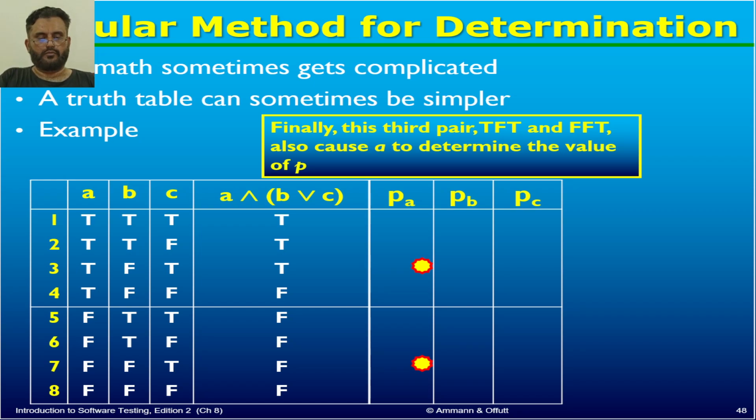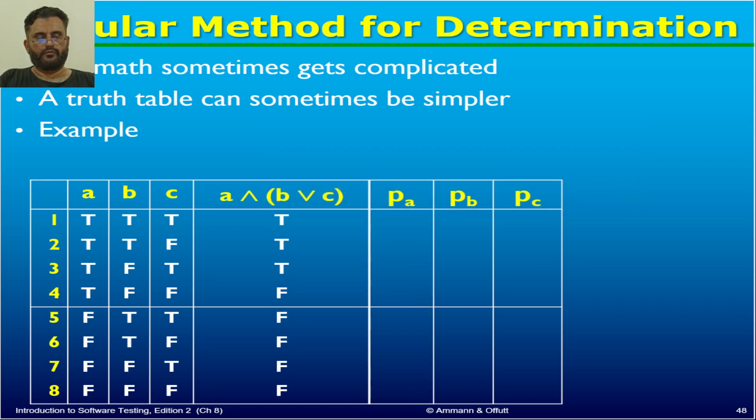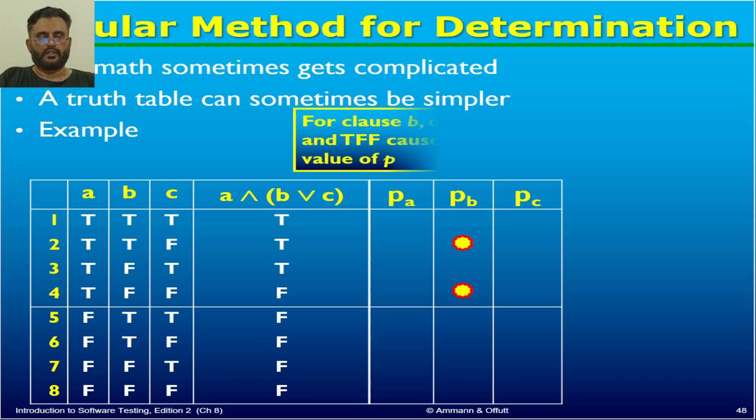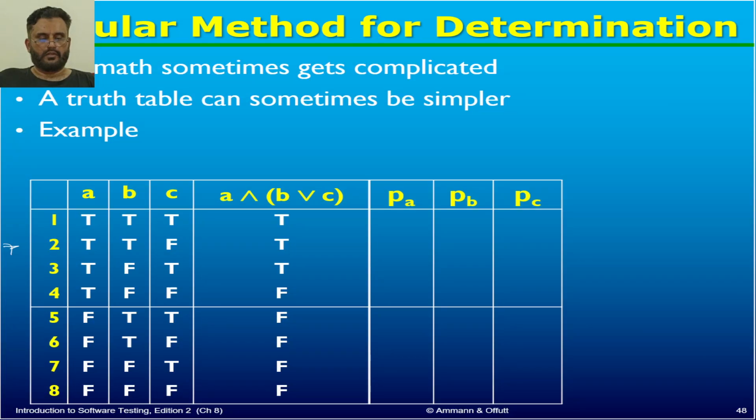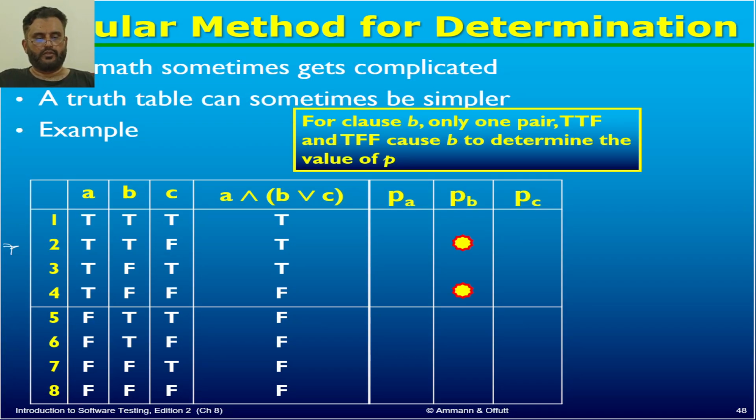For example, if we want to make B active, which rows do I need to look at? I can look at row number 2, where B's value is true and changes from true to false. The predicate changes from true to false, and the minor clause values in this case, A and C, don't change. Therefore, rows 2 and 4 provide those sets of values in which clause B is active.